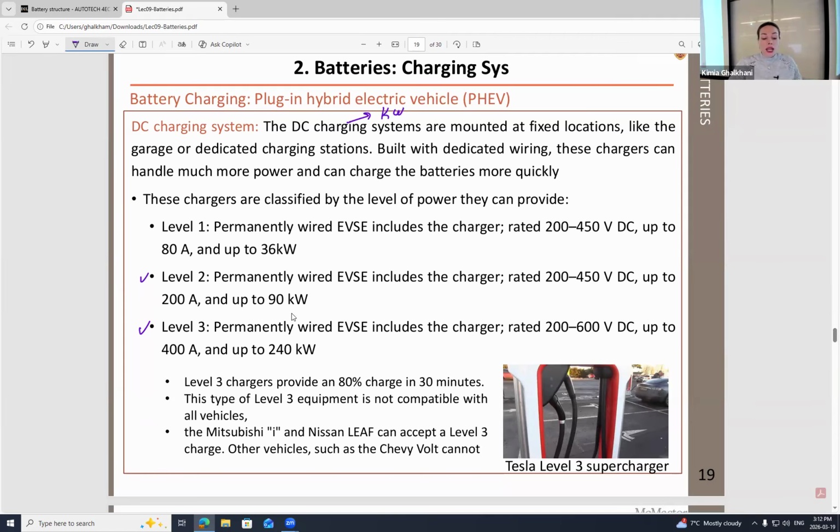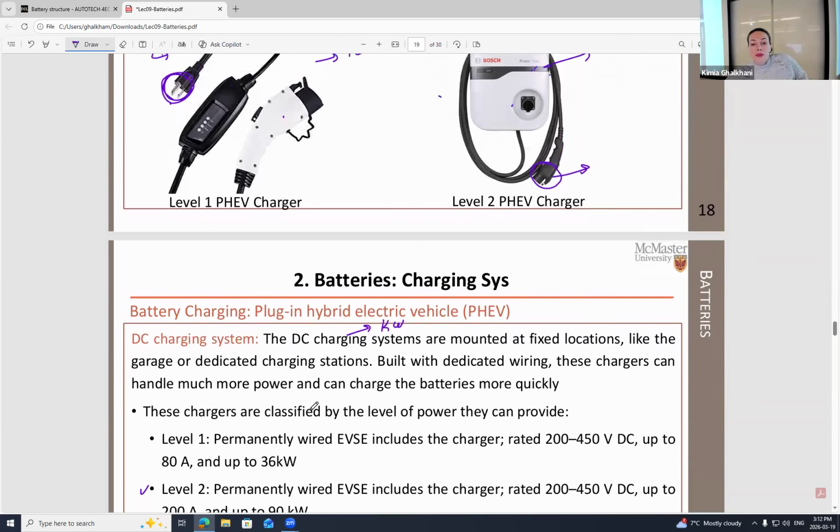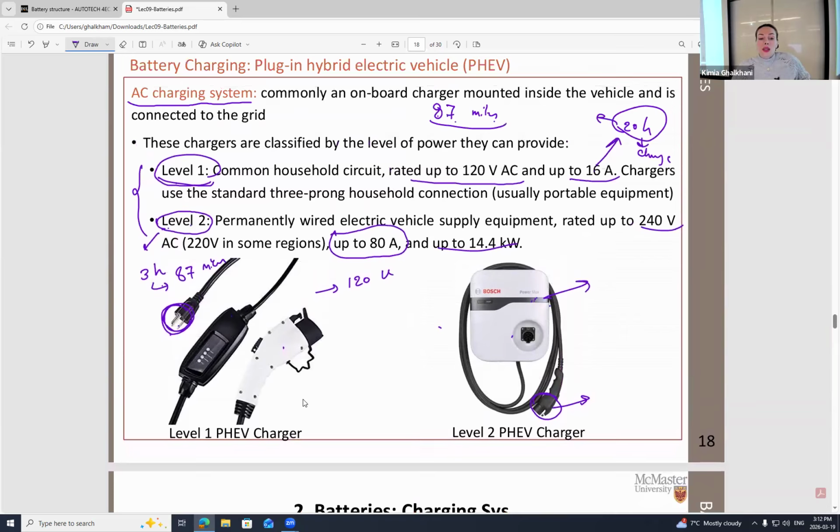kilowatt. So when I say it takes, for example, in here, it takes up to 14.4, it means the charge in kilowatts is 14.4. Or in here, for example, if you are going to convert it, you can convert the ampere, right?